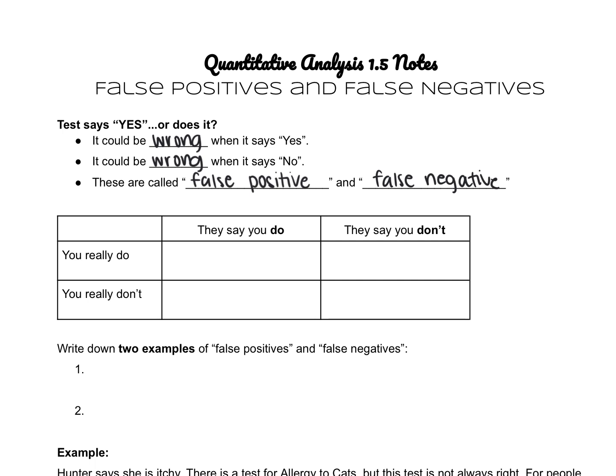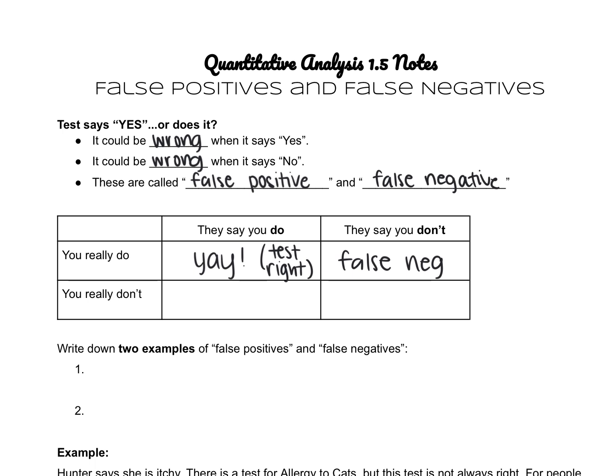So the test comes back and it says that you do have whatever it says, and you really do have it. So that's a good thing. That means the test was right. Now on the next side, the test could say that you don't have it, but you really do. And this is what's called a false negative. It's when the test comes back as no, but it really shouldn't have.